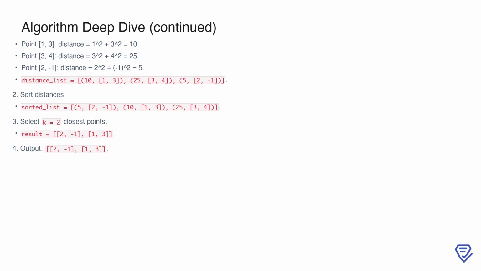These distances are stored as tuples, resulting in the list (10, [1, 3]), (25, [3, 4]), (5, [2, -1]). Next, we sort this list by distance, giving us (5, [2, -1]), (10, [1, 3]), (25, [3, 4]). We then select the first k equals 2 points from the sorted list, which are [2, -1] and [1, 3]. The output is [2, -1], [1, 3]. This example demonstrates how the algorithm efficiently identifies the k closest points to the origin.